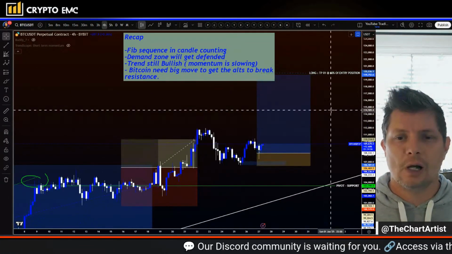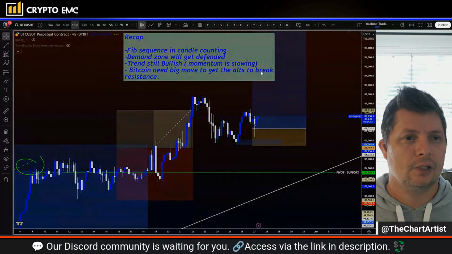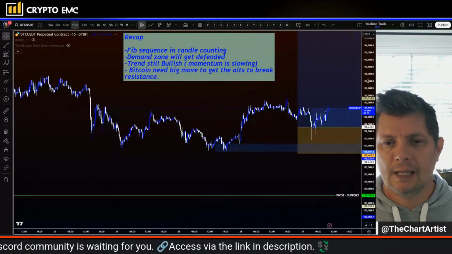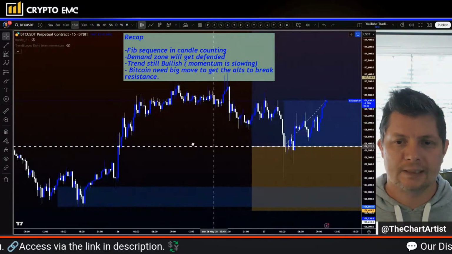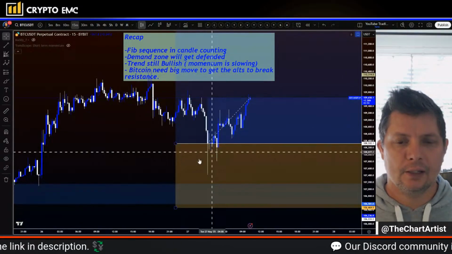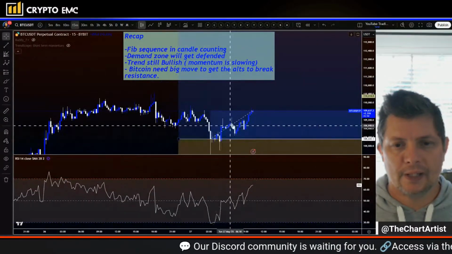Okay, so within this 4-hour setup, now we're looking for another move to the upside. Now, this is where you need to then dive into smaller time frame. And I'm going to apply the same rules. Okay. What do I want to see? I want to see a trend. In order for me to identify a trend, I need to have the first wave let go.